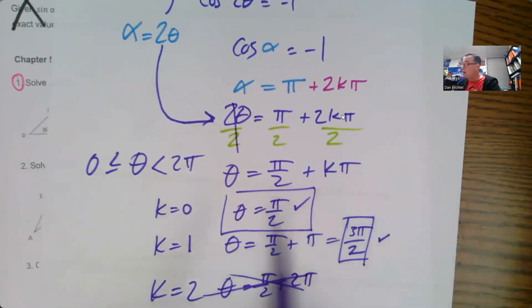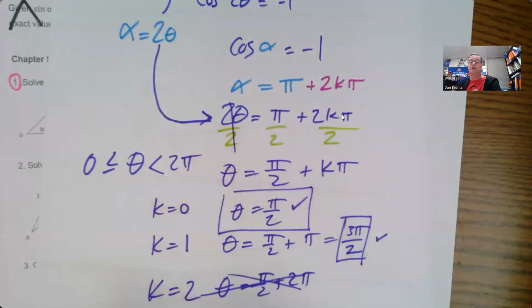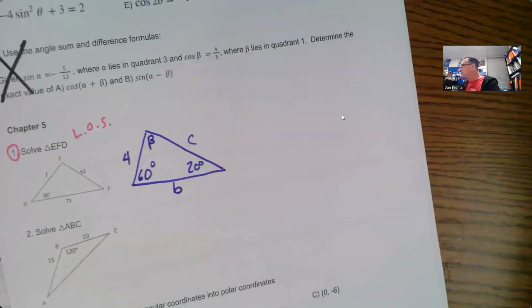So in this case, we've got 2 answers because we've got this in terms of 2 theta. And that's kind of a way to think about it as well. Whatever your coefficient is there, generally you'll have about that many answers. Now, I'm not going to say it's always that way, but it is that way most.